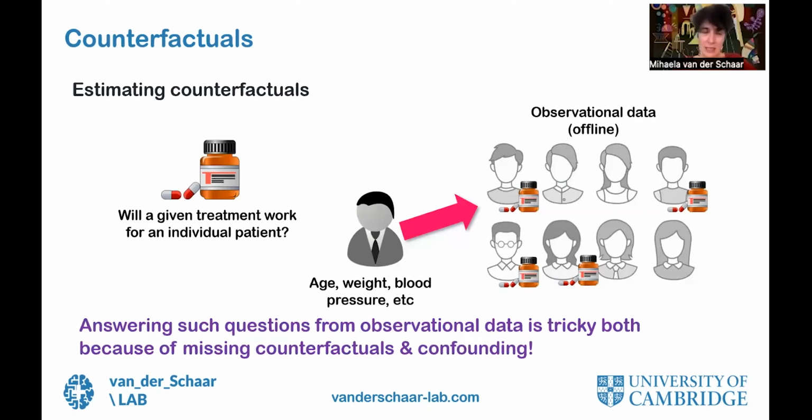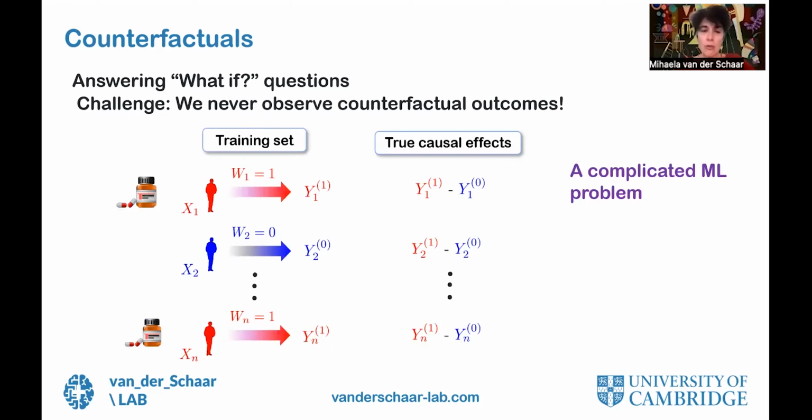So trying to identify from observational data counterfactuals, which will tell us what would happen if we would treat the person with one particular treatment or intervention or another, or what would happen if we treat later and we wait. Answering such questions from observational data is tricky because of both missing counterfactuals and confounding. And as a matter of fact, this goes beyond predictions.